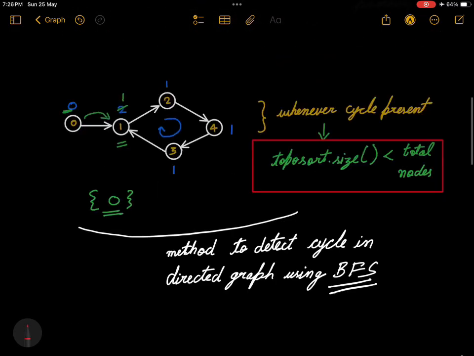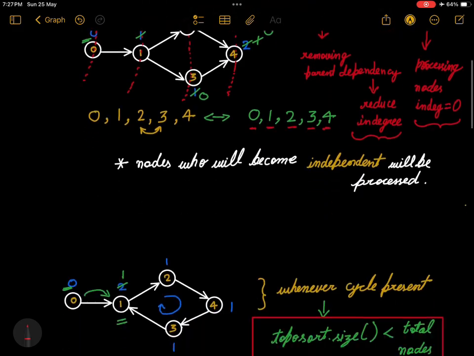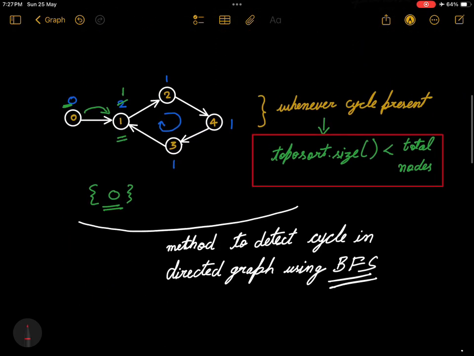Now let's revise what we have studied today. So in Kahn's algorithm, what we are doing is we are performing our BFS, and whenever our nodes are becoming independent, or in other terms, their in degree is becoming 0, we are processing them or adding them to our topo sort. Then we saw if we have a cycle in our directed graph, the topo sort size will always be less than the total number of nodes. And this is how we got the method to detect the cycle in directed graph using BFS.